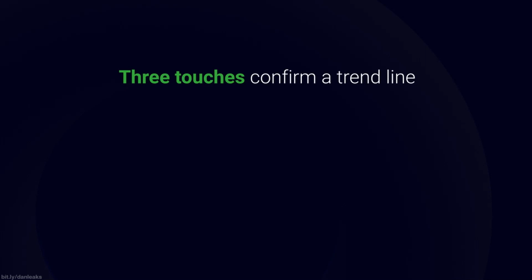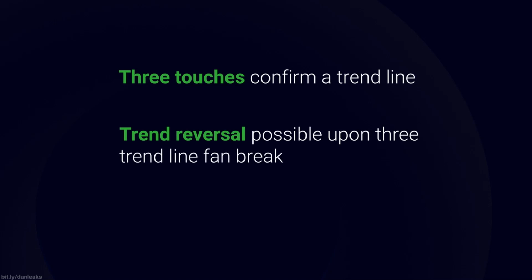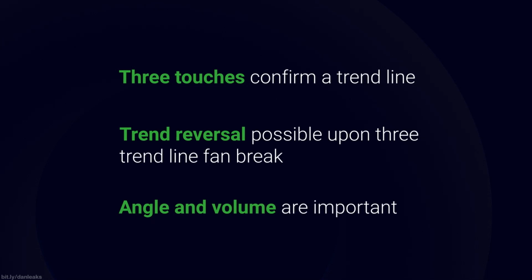It is possible to determine a trend reversal by using the 3 trend line fan break in combination with market structure. The angle of a trend line is important, as well as the volume upon breakout or breakdown from the trend line. This concludes today's module.